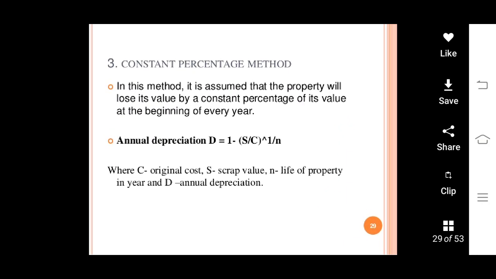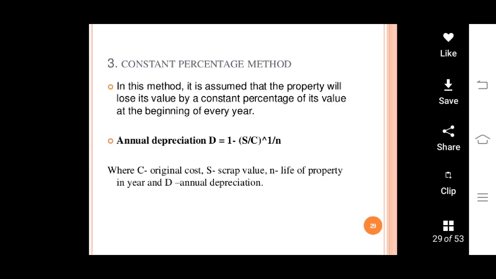In the previous lecture, we discussed the straight line method and the sinking fund method for depreciation calculation. In this session, we are going to study another method for calculating depreciation. This method is the constant percentage method. In this method, it is assumed that the property will lose its value by a constant percentage of its value at the beginning of every year.